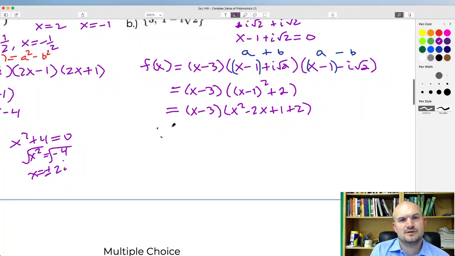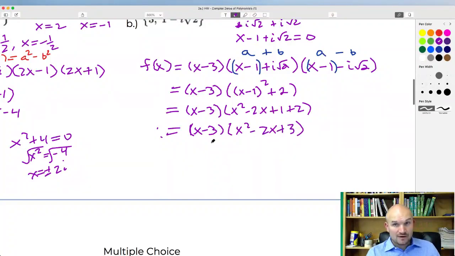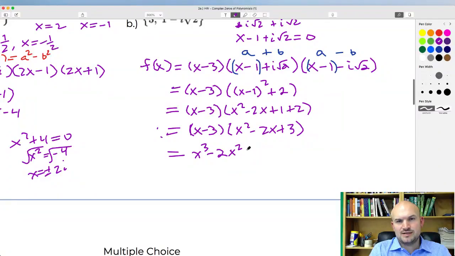Yes, perfect. So x minus 3 times x squared minus 2x plus 3. Okay, and now if I was going to multiply this, I'm just going to use the distributive property here. So this would be x cubed minus 2x squared plus 3x. I'm multiplying the x times every single term. And then I'm going to multiply the negative 3. So this would be a negative 3x squared. Negative 3 times negative 2 is going to be a positive 6x. And negative 3 times positive 3 is going to be a negative 9.